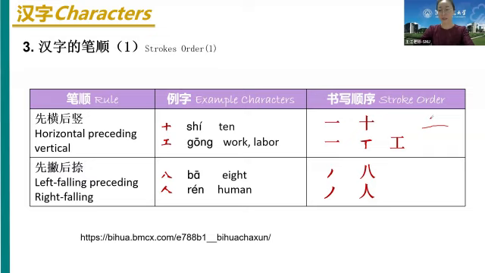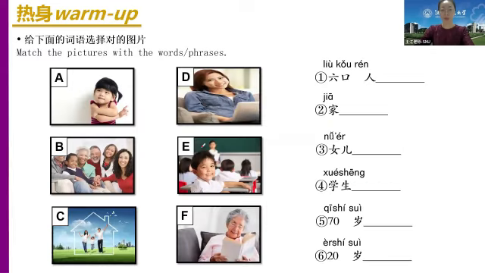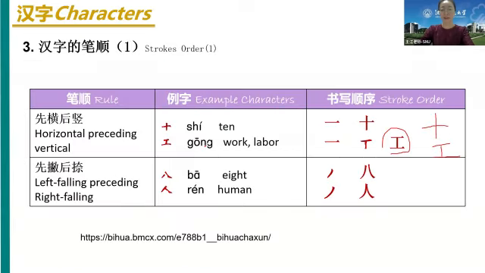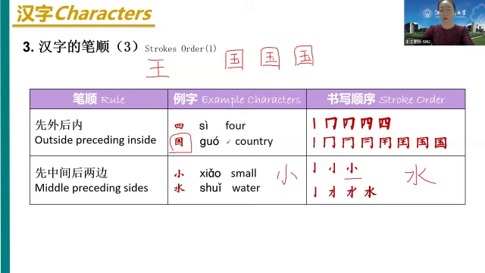Horizontal preceding vertical, okay? And in this Chinese character, horizontal before vertical, and bottom at first, top side and then bottom, okay? And left falling preceding right falling, for example, 八 and 人, okay? So that's the assignment for you this week.